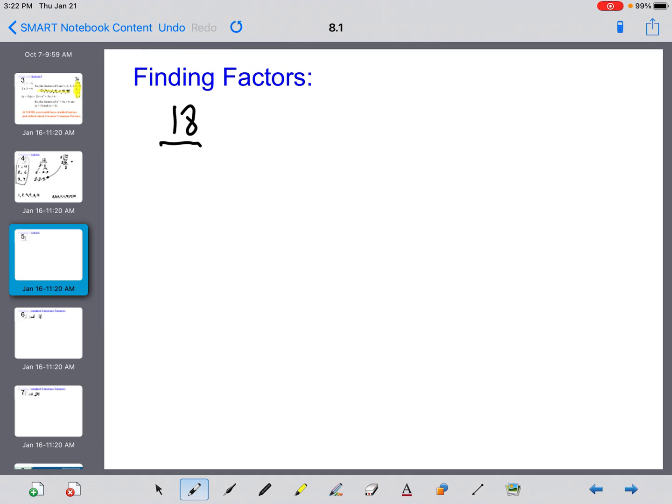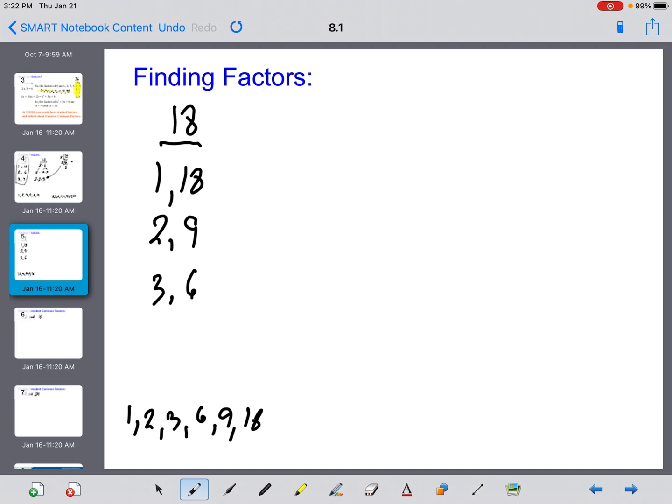So for 18, I'm first going to talk about the pairs of factors because we need to know how to do that, like I said, a lot in this chapter. 1 and 18, 2 and 9, 3 and 6. 4 does not work, 5 does not work, and then I'm back around to 6, so I'm done. Those are the pairs of factors of 18. So the factors of 18 are 1, 2, 3, 6, 9, and 18.